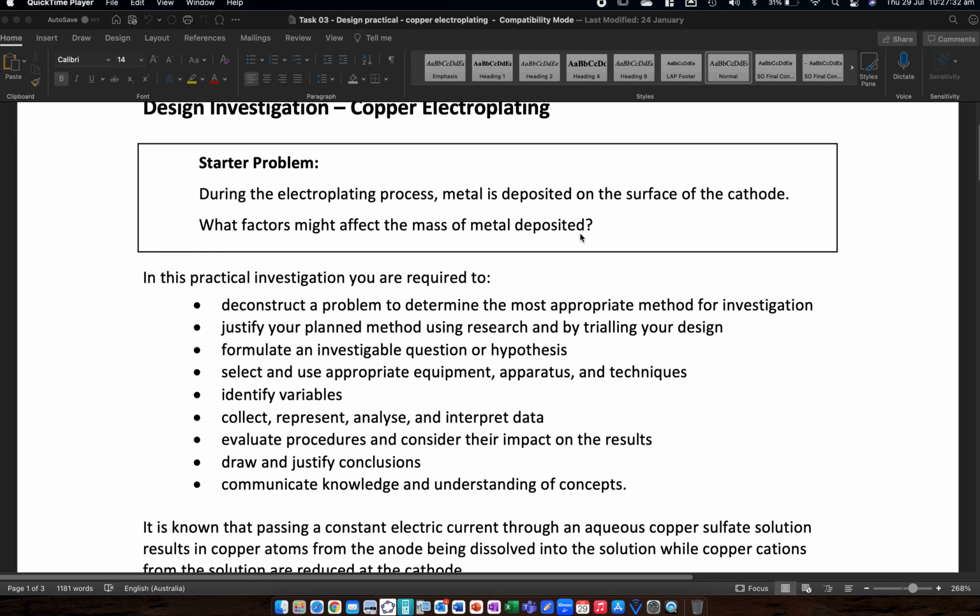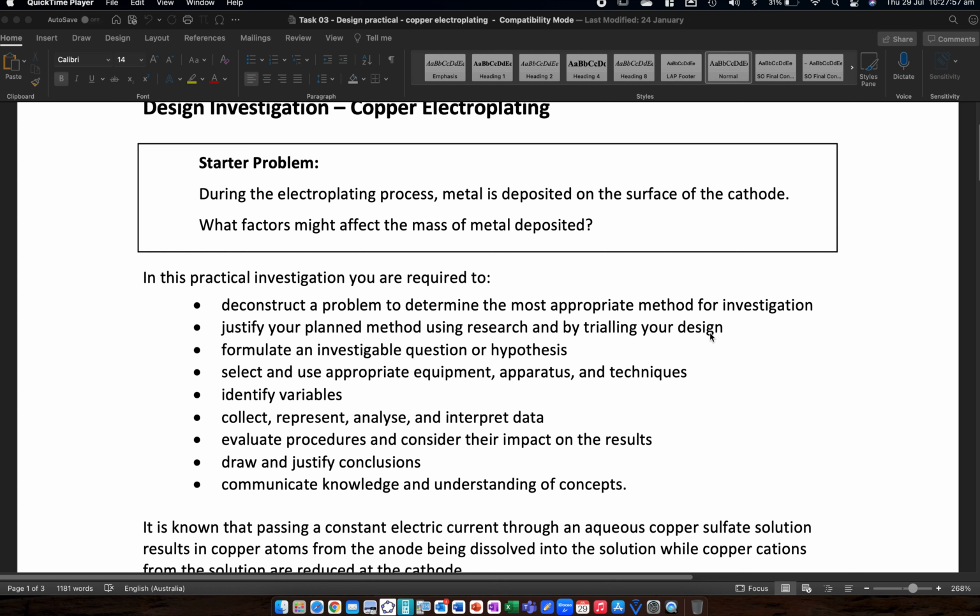So break the problem down first and come up with some ideas, then go, right, this is probably what I want to investigate the most, and then you start writing a bit of a plan for it. It does say here, deconstruct the problem to determine the most appropriate method for your investigation. Justify your method. And it does say trialing your design. So that's part of it.